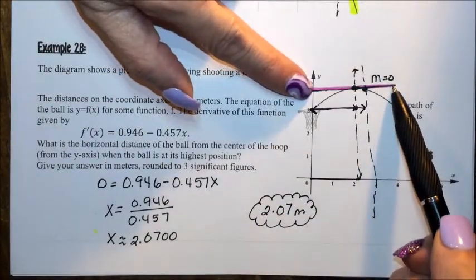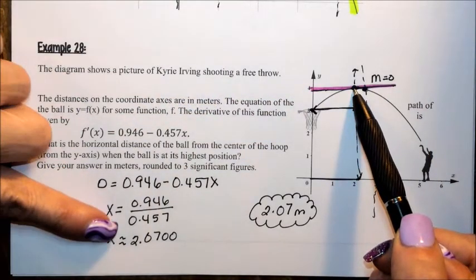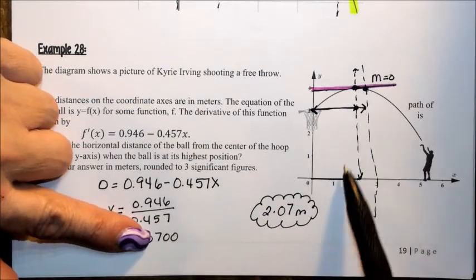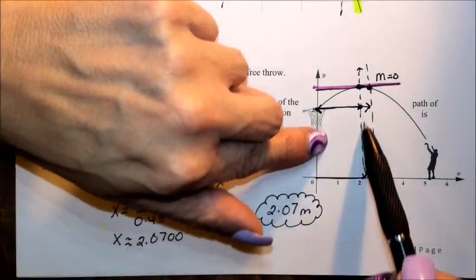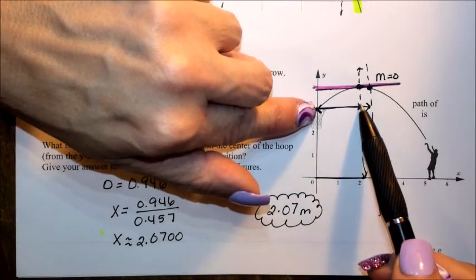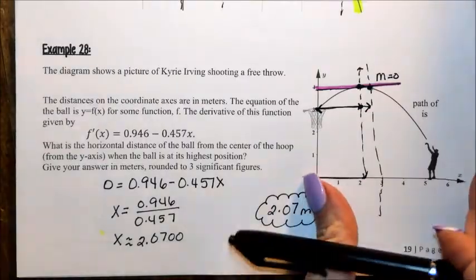All we had to do was find the slope of the tangent line at 0. When is it 0? It's 0 when x is 2.07. If x is 2.07, this horizontal distance is where the slope is 0. So the horizontal distance to the center of the hoop is 2.07. All right. And 29. Where's that at?